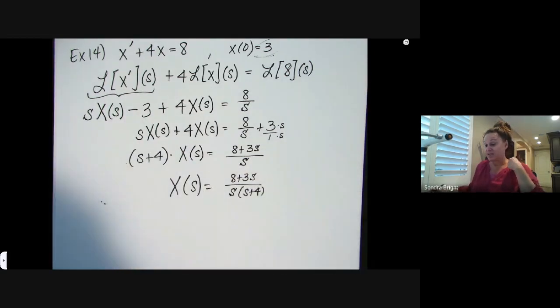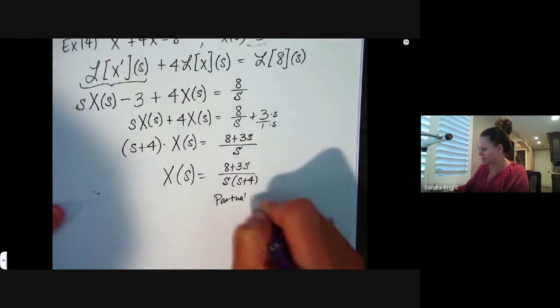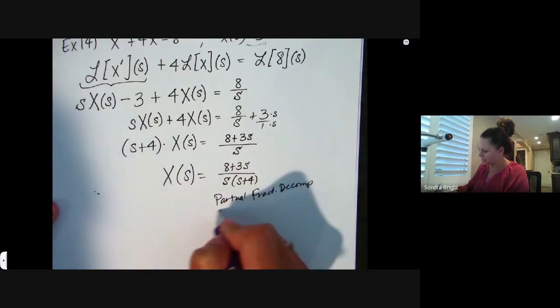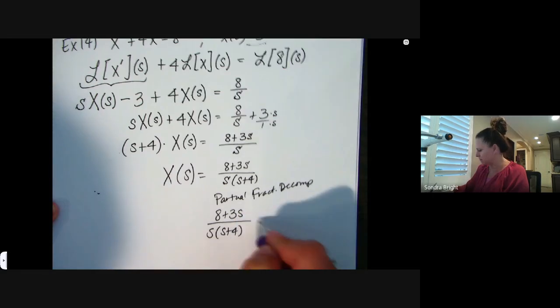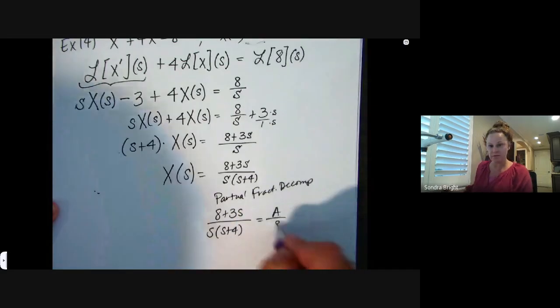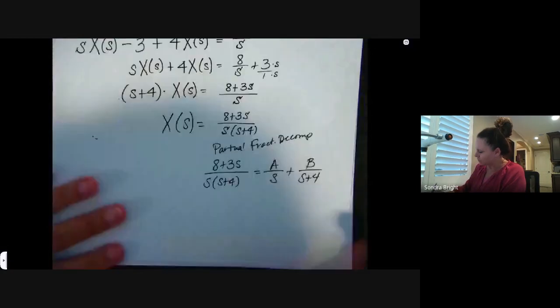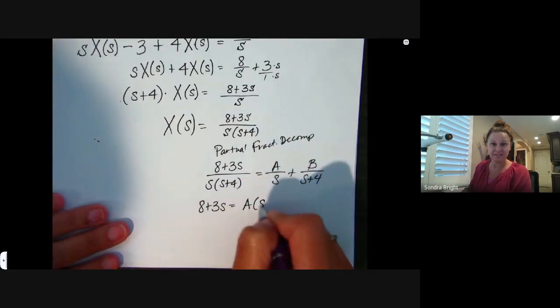Okay. You need partial fraction decomp to do this. That means 8 plus 3s over s times s plus 4 would equal A over s plus B over s plus 4. Multiplying both sides, we get 8 plus 3s is equal to A times s plus 4 plus Bs.